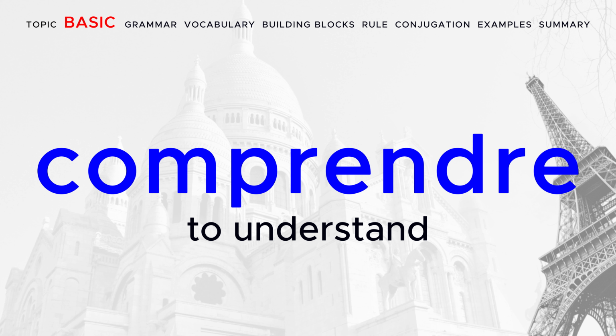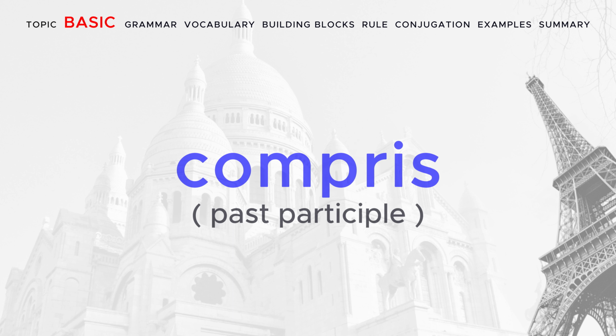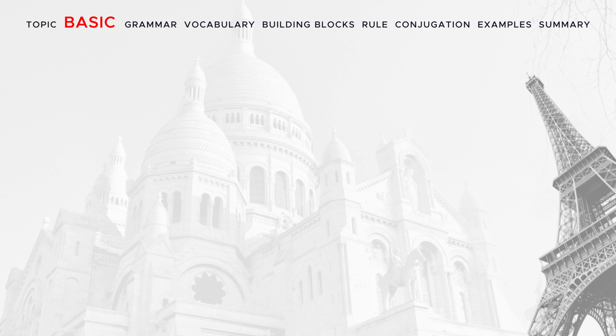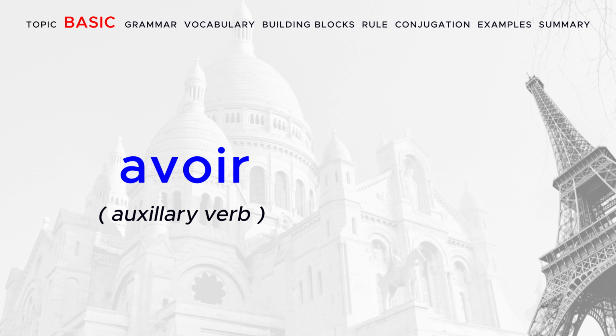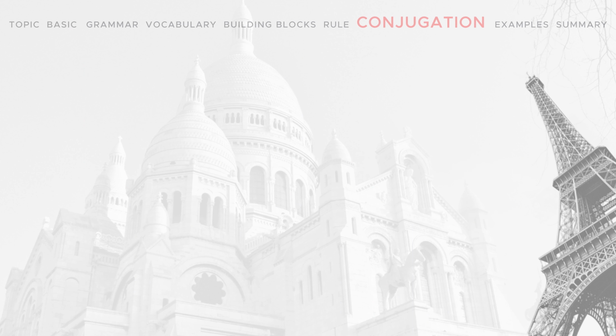To conjugate the verb in past tense, we should have the auxiliary verb and past participle of this verb. For conjugating this verb in past tense, we use the auxiliary verb avoir, and the past participle of the main verb, which is compris. Now we have the auxiliary verb and the past participle. Let's see how we combine this to conjugate the verb in past tense.